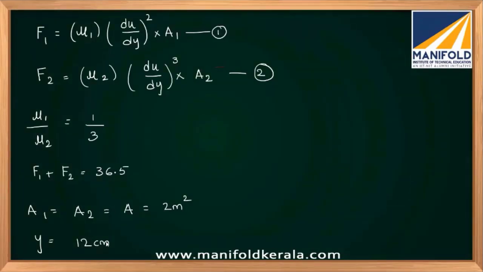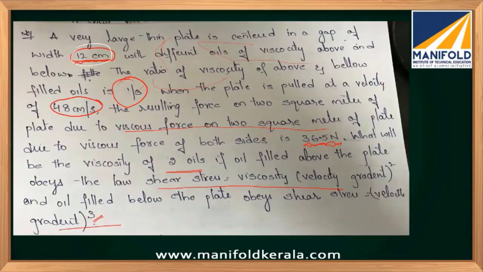The sum what he wants to ask you is, he gave the profiles that force is mu into du by dy whole square into A1 and other way it is whole cube. This is one change what he has given in the question. The ratio of oils is 1/3. Sum of forces, it is in the line of, see, plate due to viscous force on 2 square meters of the plate, due to viscous force on both sides is, how much is the force given?